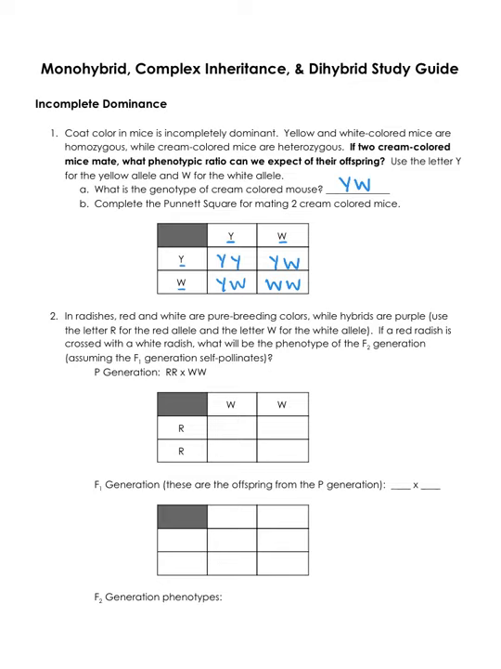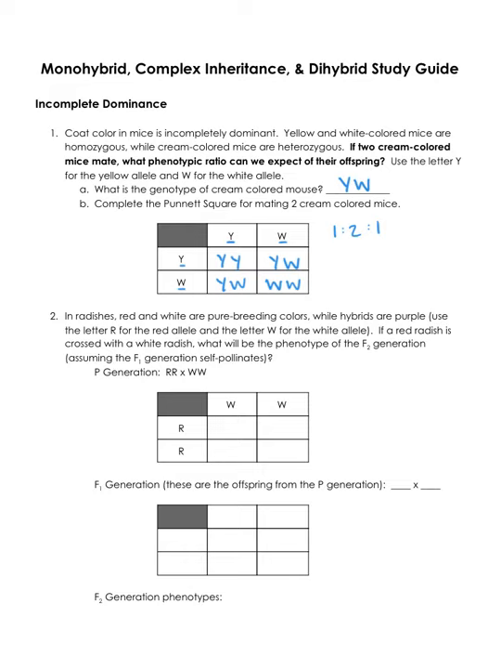And so then to answer our question, the phenotypic ratio, it's going to be a 1 to 2 to 1 ratio because we have one mouse that's YY, two mice that are YW, and one mouse that is WW.